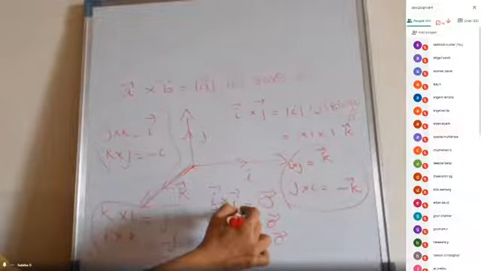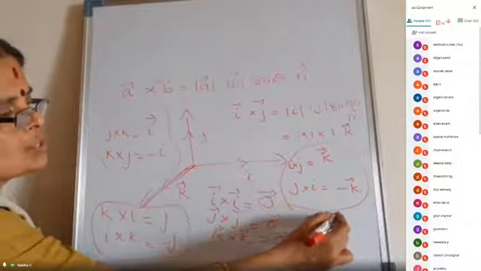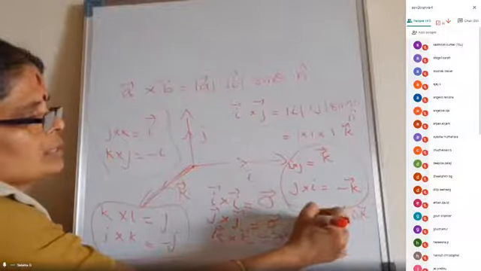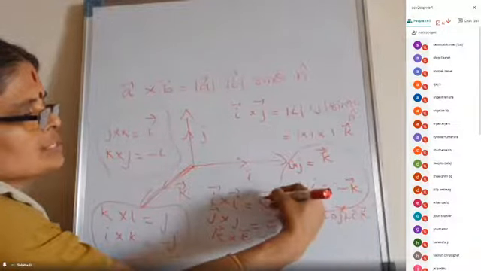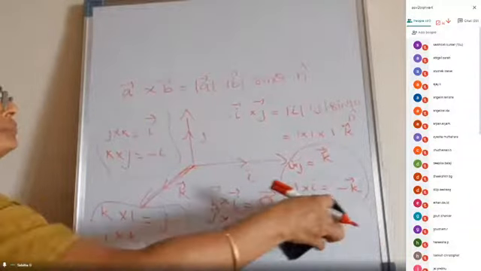What is a vector product? What is the meaning of 0? It is 0 I, 0 J, 0 K. That's the meaning. Simply, you should not write 0, you should write 0 vector. Understand?